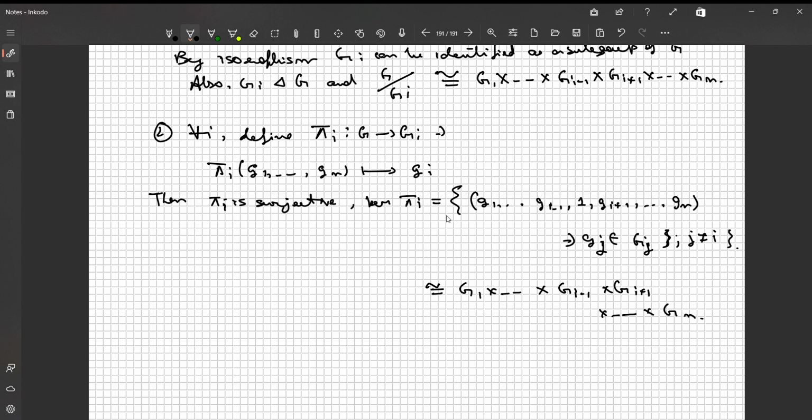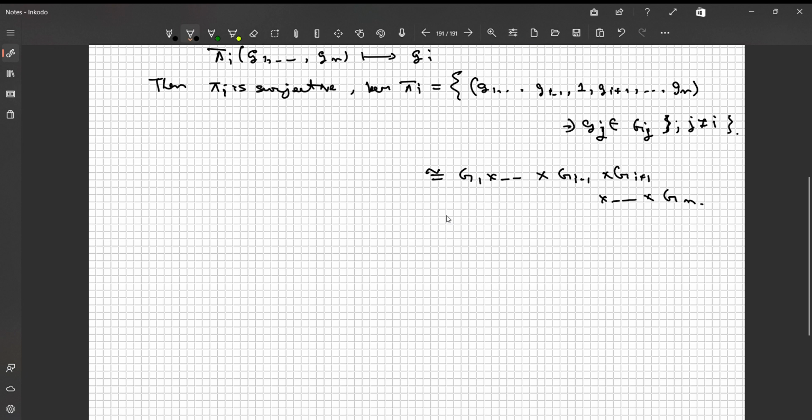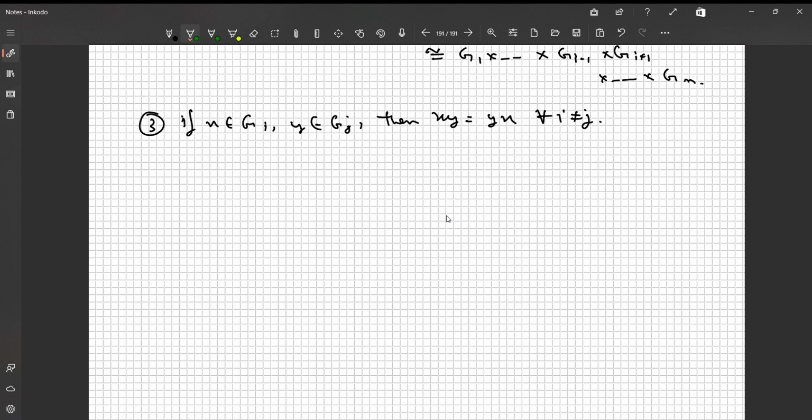Because to establish this isomorphism, we just need to talk about elements, small g1 corresponding to capital G1, small g2 corresponding to capital G2. The element 1 did not make any difference because that's simply the identity. And the third statement is quite trivial: if x is in Gi, y is in Gj, then xy is equal to yx for all i not equal to j. Okay, clear?